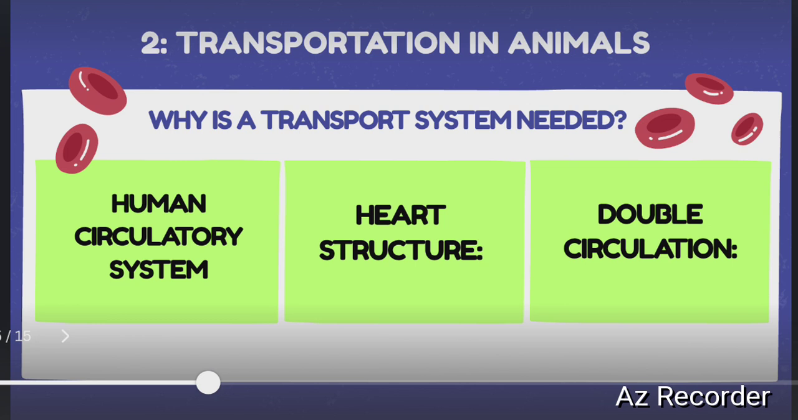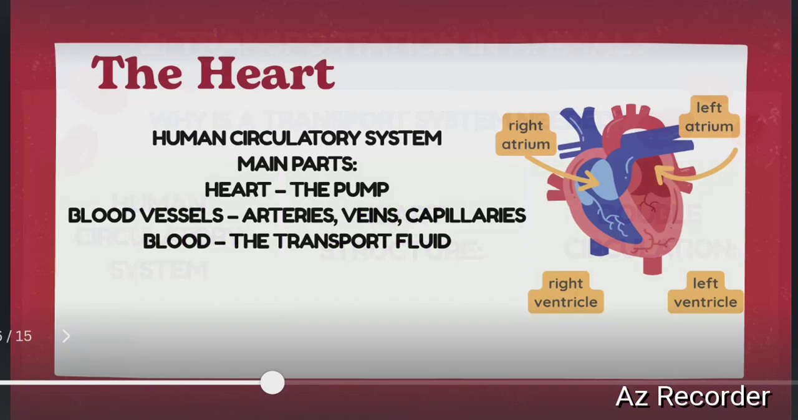Whereas in animals, how does the transportation occur and why is a transport system needed? Animals have complex bodies. Every cell needs water, oxygen and nutrients, and must get rid of the waste which is mainly produced in the cell. So in the transportation system in animals, we are going to study the human circulatory system, the heart structure and double circulation. Let's see one by one.